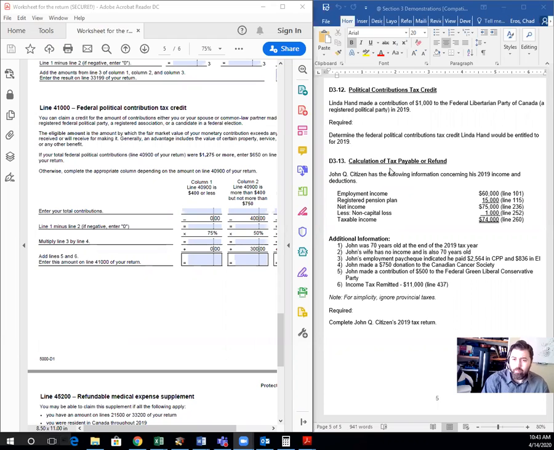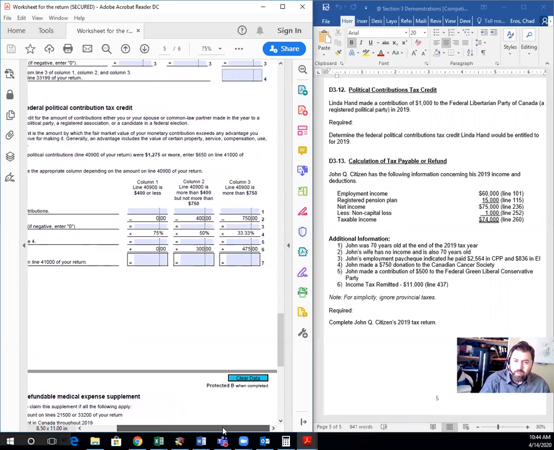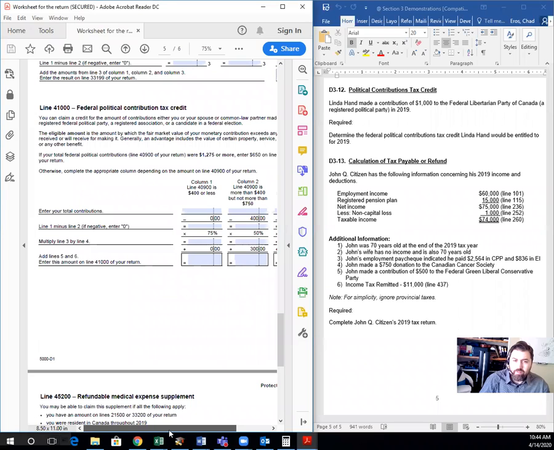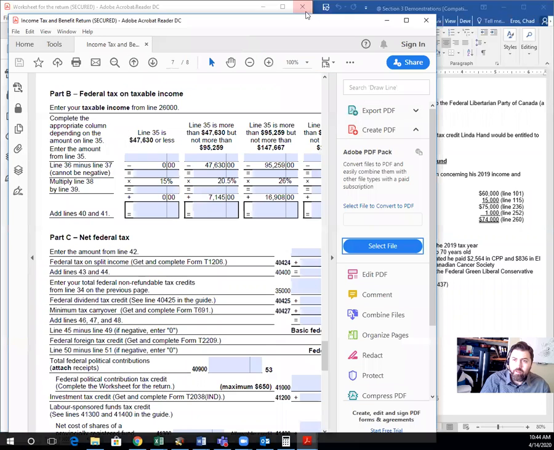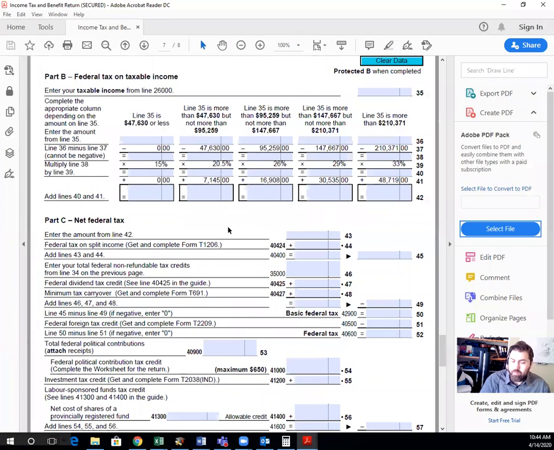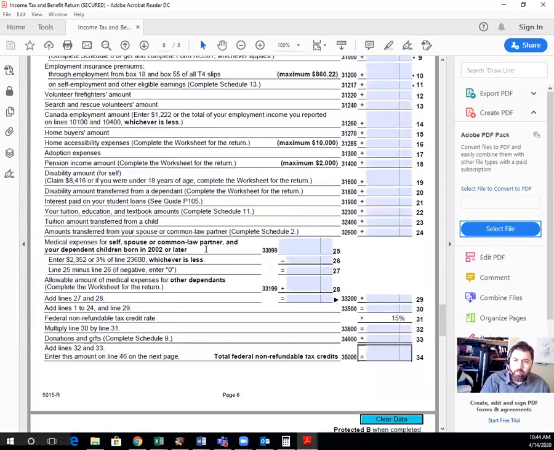So we're just going to take a look at the last tax credit for this course that we're going to be talking about, and it's going to be the federal political contribution tax credit. So I'm just going to take our T1 here.